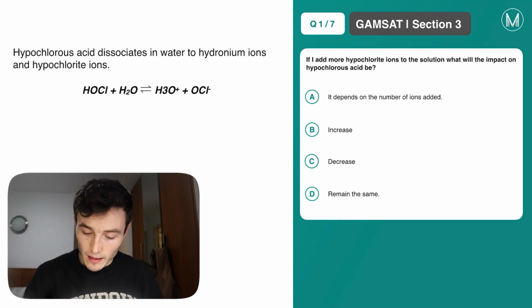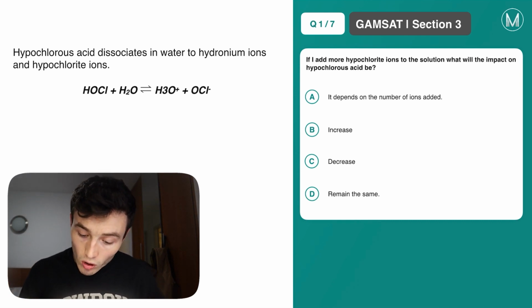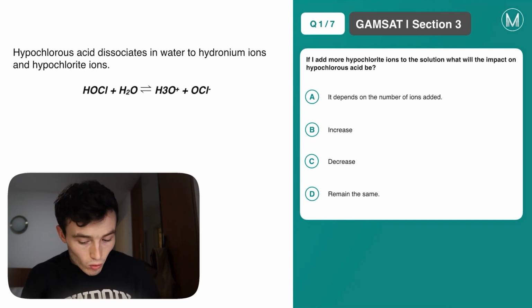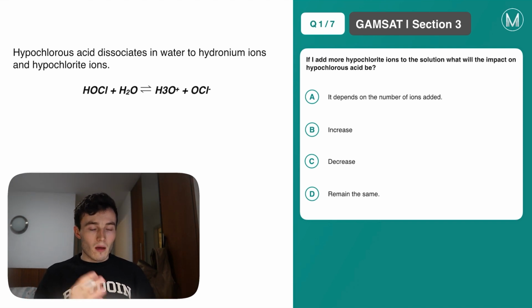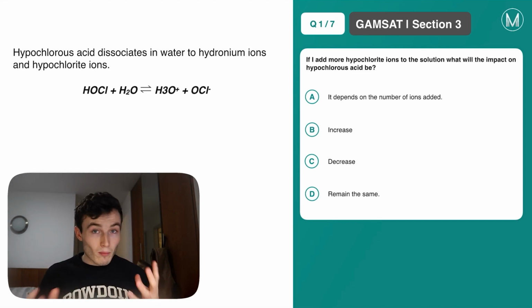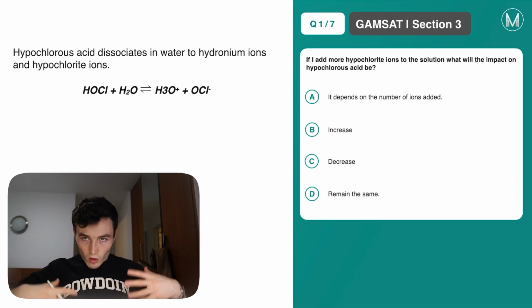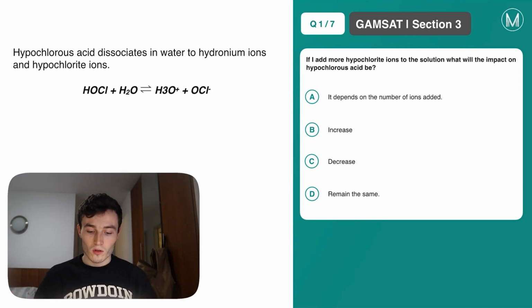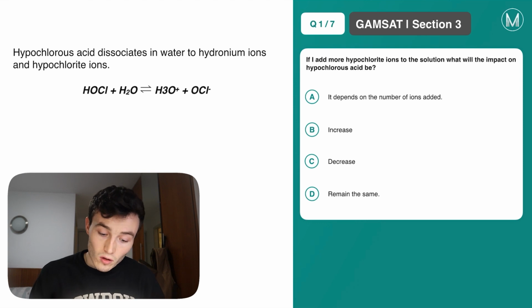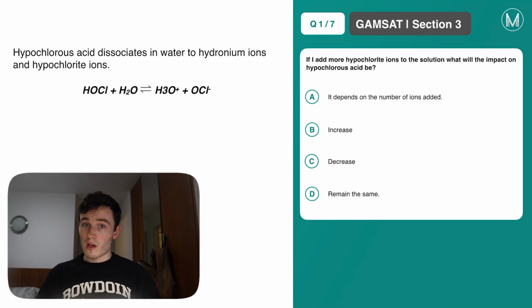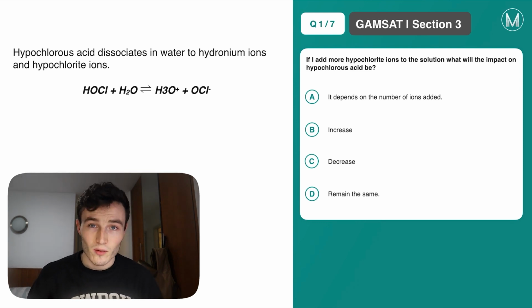Question 1, it's asking here, if I add more hypochlorite ions to the solution, what will the impact on hypochlorous acid be? Now again, it's not always going to be the case in the GAMSAT that you need to know every single chemical compound and ion and things like that. But this is useful to help you get an understanding and also to give you the opportunity to test yourself on how much you've learned. So I'm going to give you a couple of moments to think about that question, have a go at it, and then we'll tackle it together.